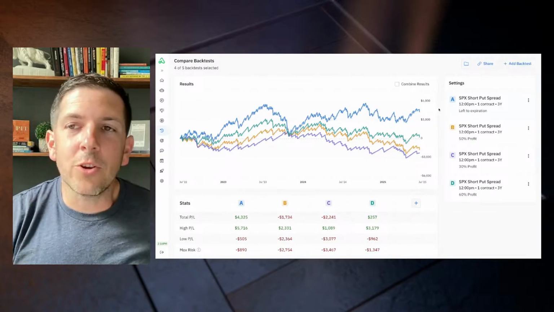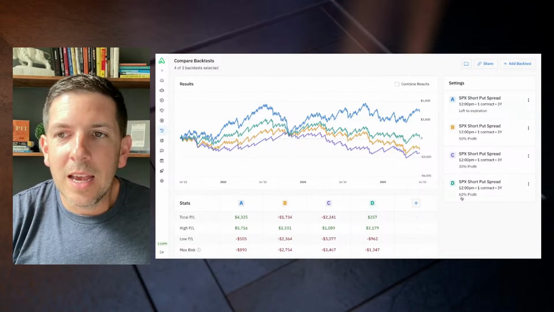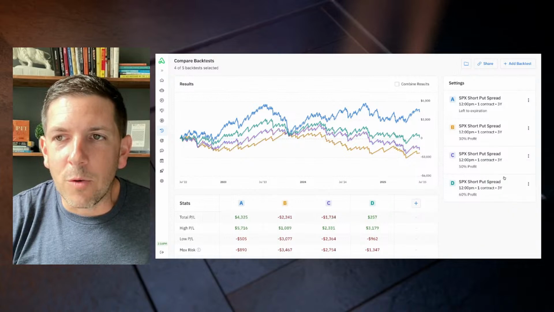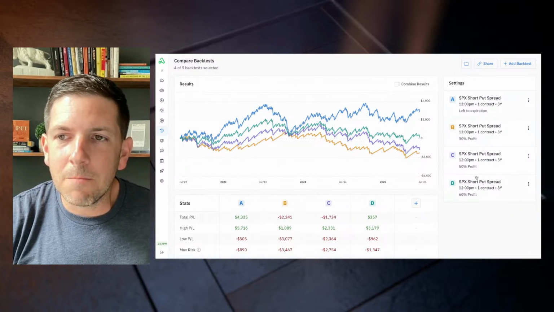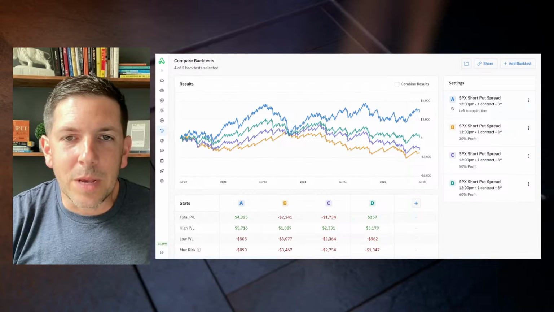So again, I'm showing you how I do it. I organize it like this. I put some of these things in here, but this can help show you how things move around. You can reorganize these too, so you can see the progression of profit targets. In this case, let's just look at A as a baseline here.